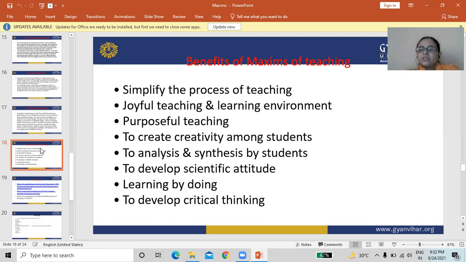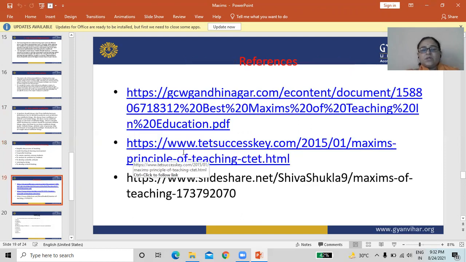So these are the benefits of maxims of teaching. These are the references of today's lecture you should go through for further detail of maxims of teaching. Now, time of MCQs.